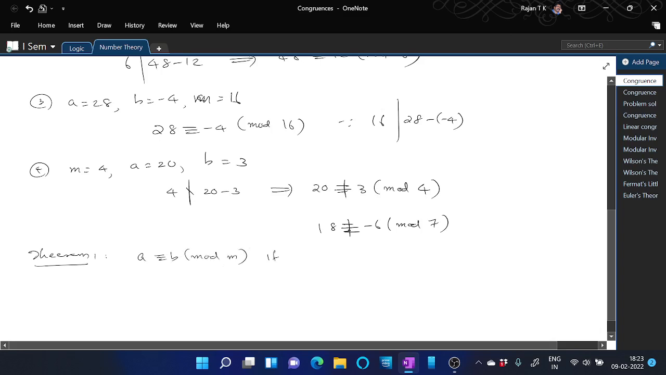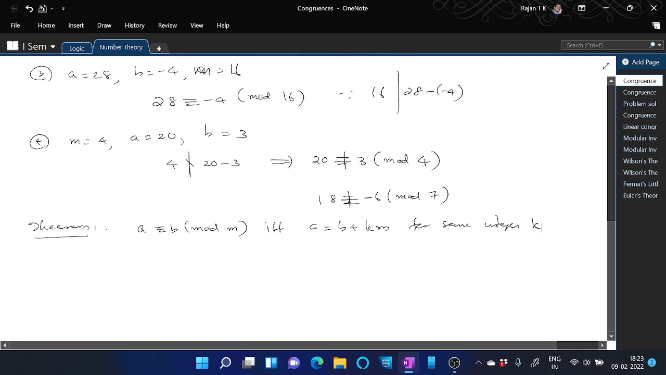if and only if a is equal to b plus km for some integer k. If a is congruent to b mod m, then a you can write as b plus km for some integer k, and vice versa also. If a is equal to some b plus km, then a is congruent to b mod m.